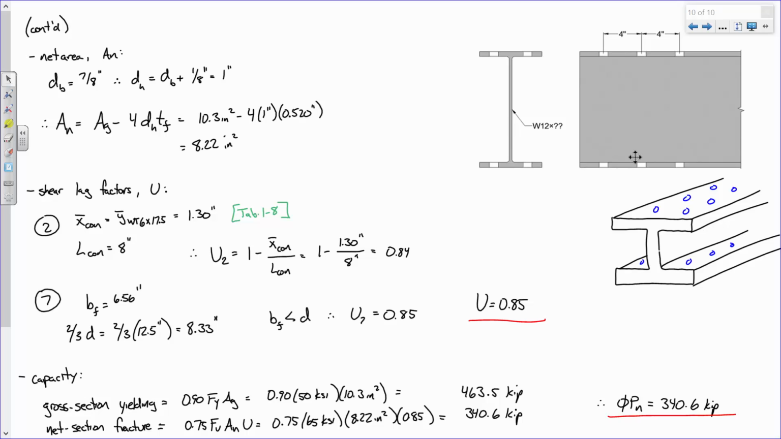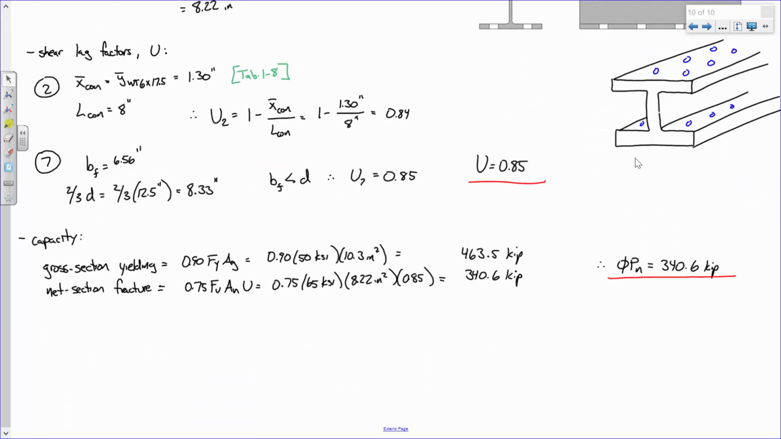Between what you did on this and what we did in class, I think we've analyzed the W section enough times. So the net area is, 7/8 inch diameter bolt, so a 1 inch diameter hole. Gross area, we took 4 bolt holes off that. I got a net area of about 8.22 square inches. Our U value is 0.85 because we went off of K7, and we got that our gross section yielding and net section fracture worked.